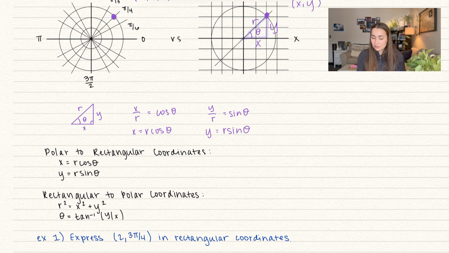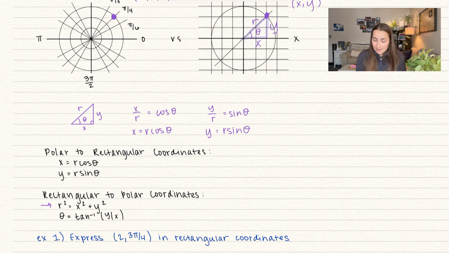Now for rectangular to polar coordinates, you're going to use the equation for a circle. So first you're just going to use right over here that r squared, the radius squared, is equal to x squared plus y squared. So if you're given a point x comma y, you can solve for the radius. You take the square root of x squared plus y squared and you already have the radius, right?